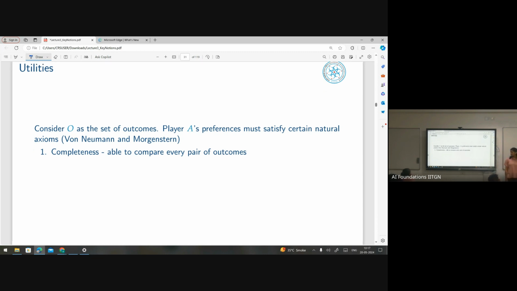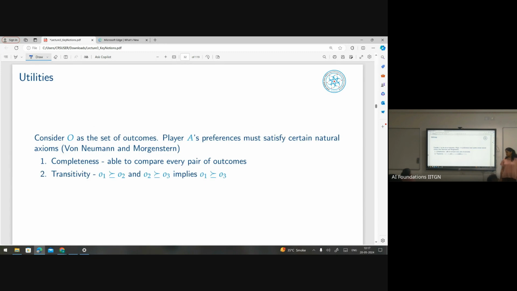The other axiom is transitivity. That means this should be true. If an agent weakly prefers, so this notation, the curly symbol, means preference, it just means agent 1 prefers the outcome O1 over O2, and if it weakly prefers O2 over O3, then it should imply that O1 is preferred over O3. So this transitivity must be satisfied. These are the 2 axioms that must be satisfied.